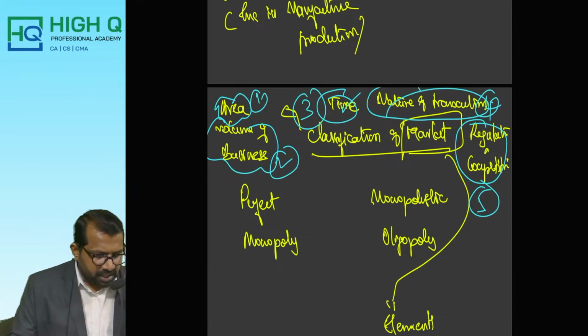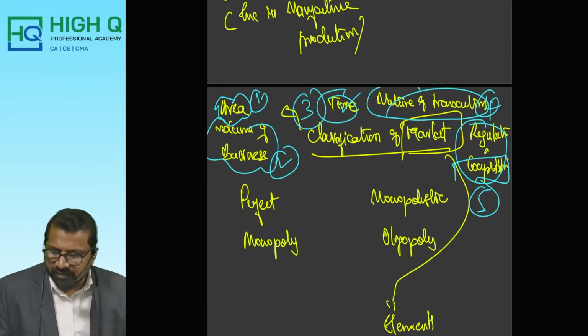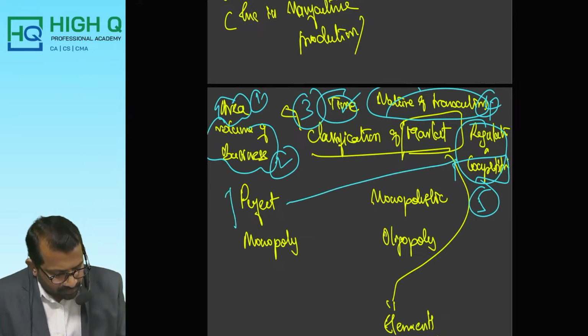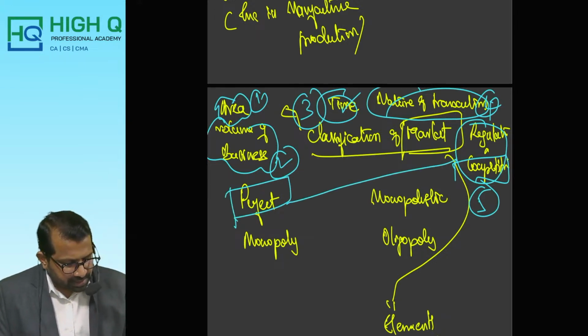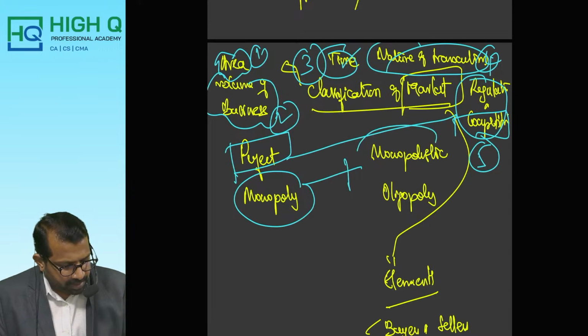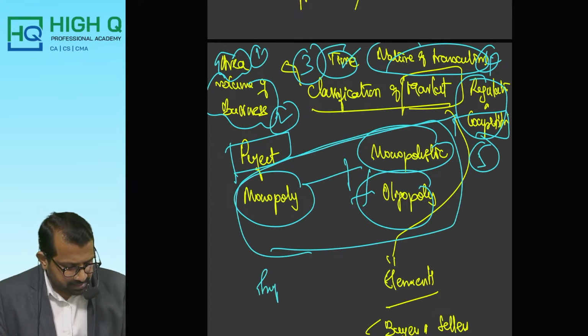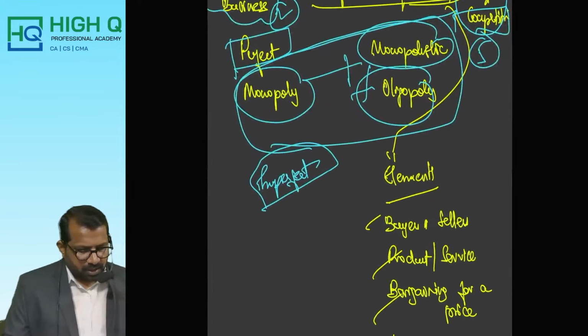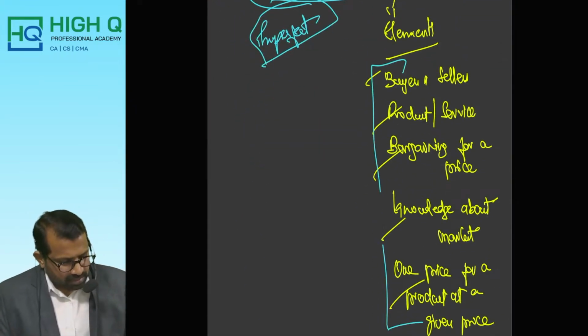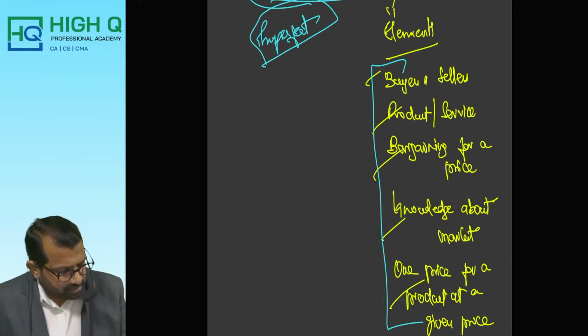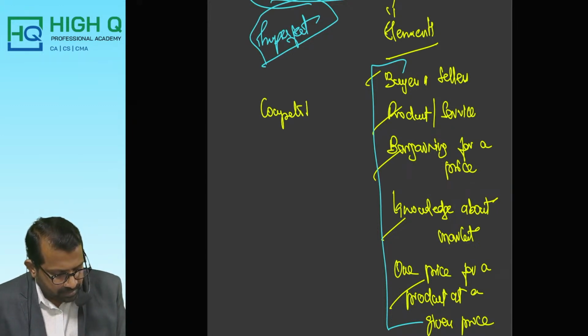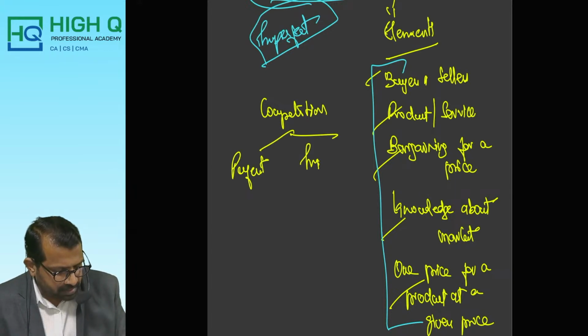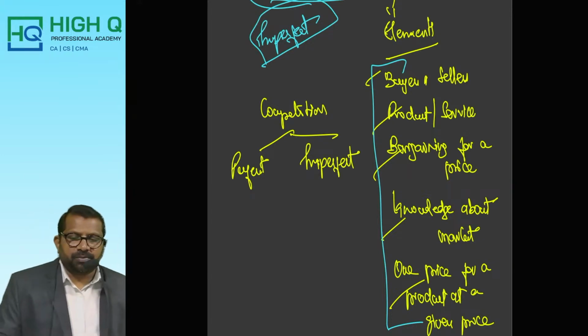Then the competition only, this competition only represents perfect competition. Another one is imperfect competition: monopoly, plus monopolistic, plus oligopoly, called as imperfect competition. Okay, so these are all the elements required to be satisfied. So in the competition there are two. One is perfect competition, another one is imperfect competition.